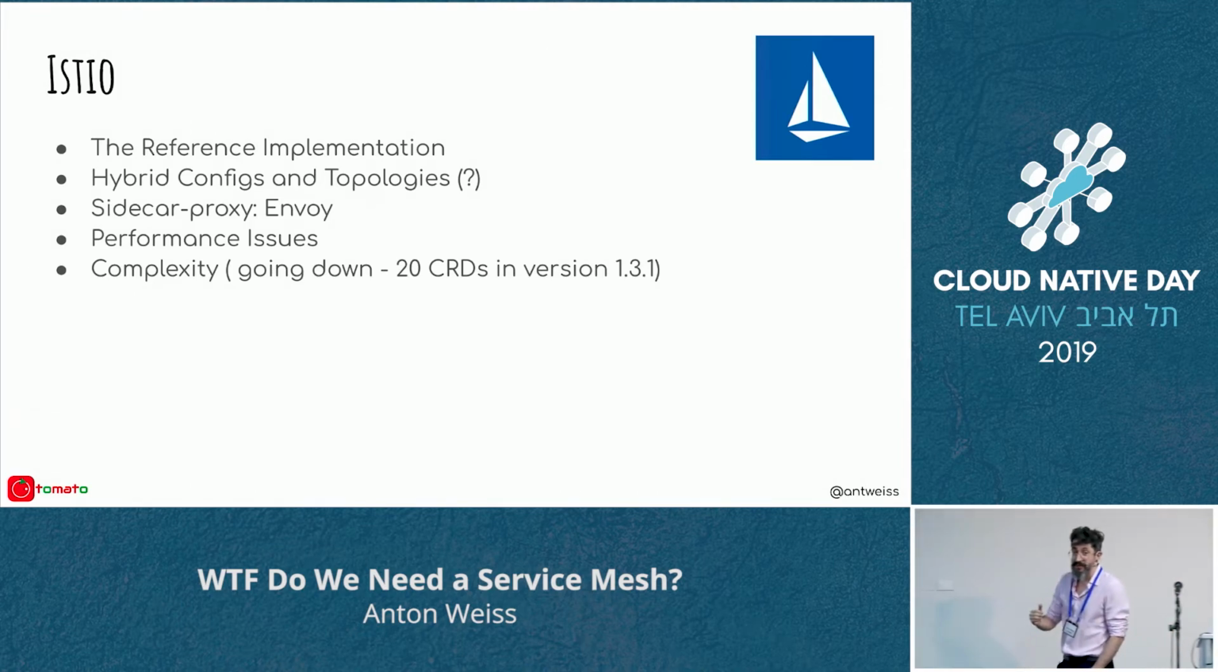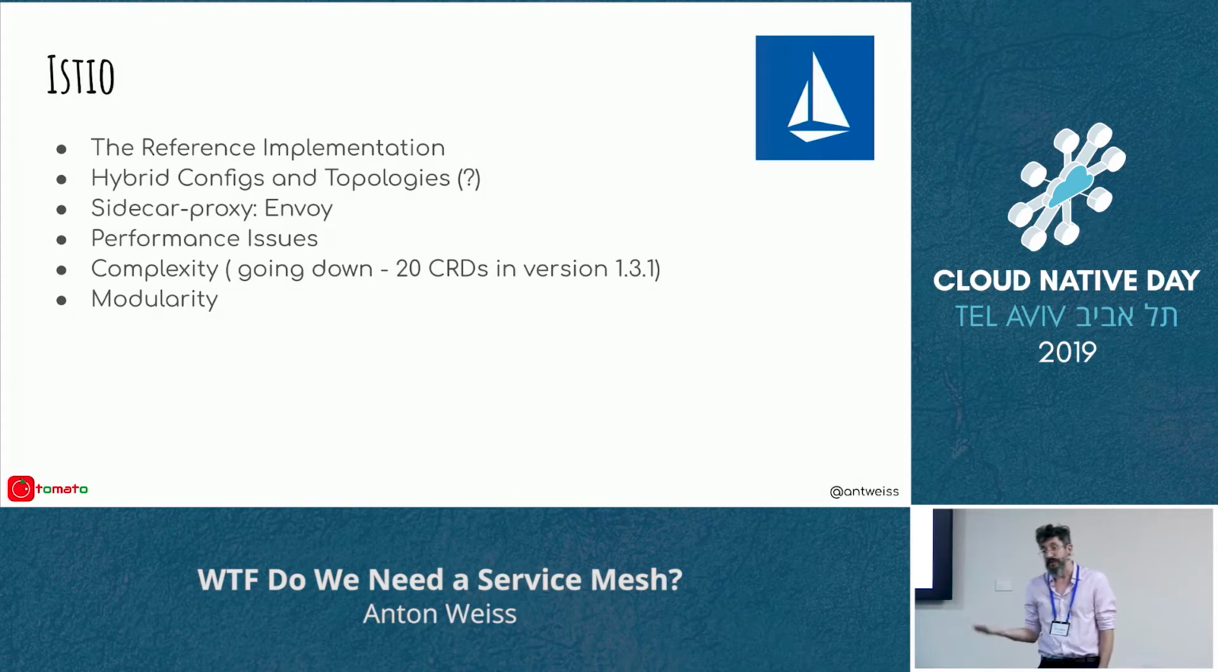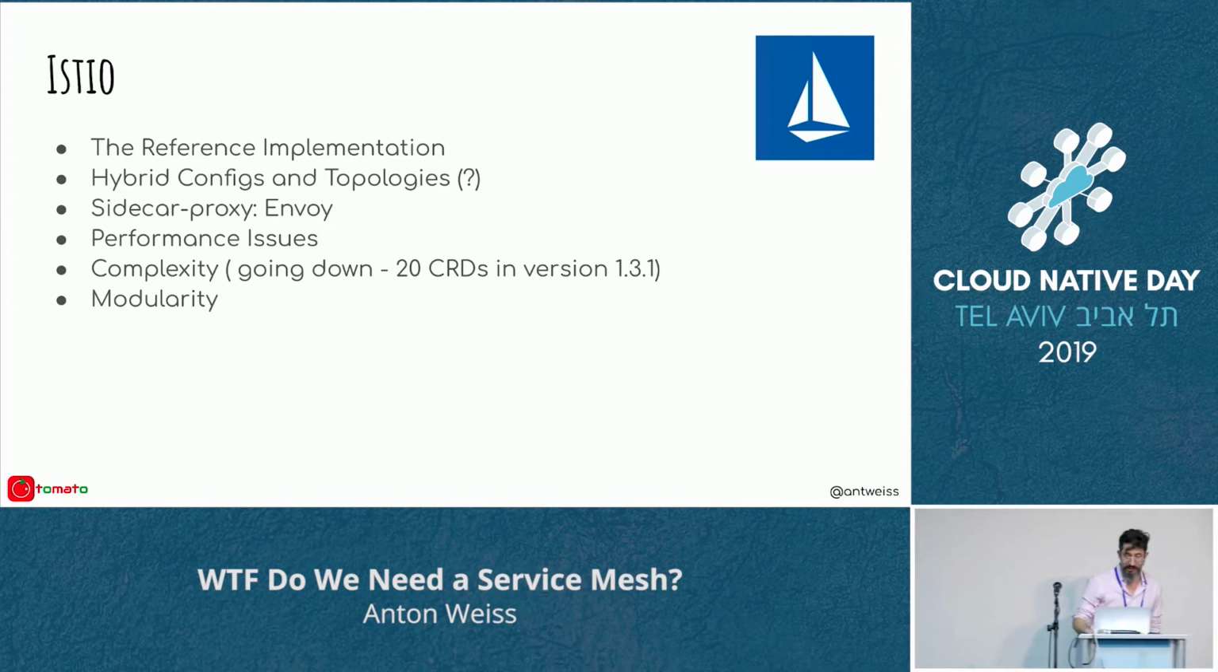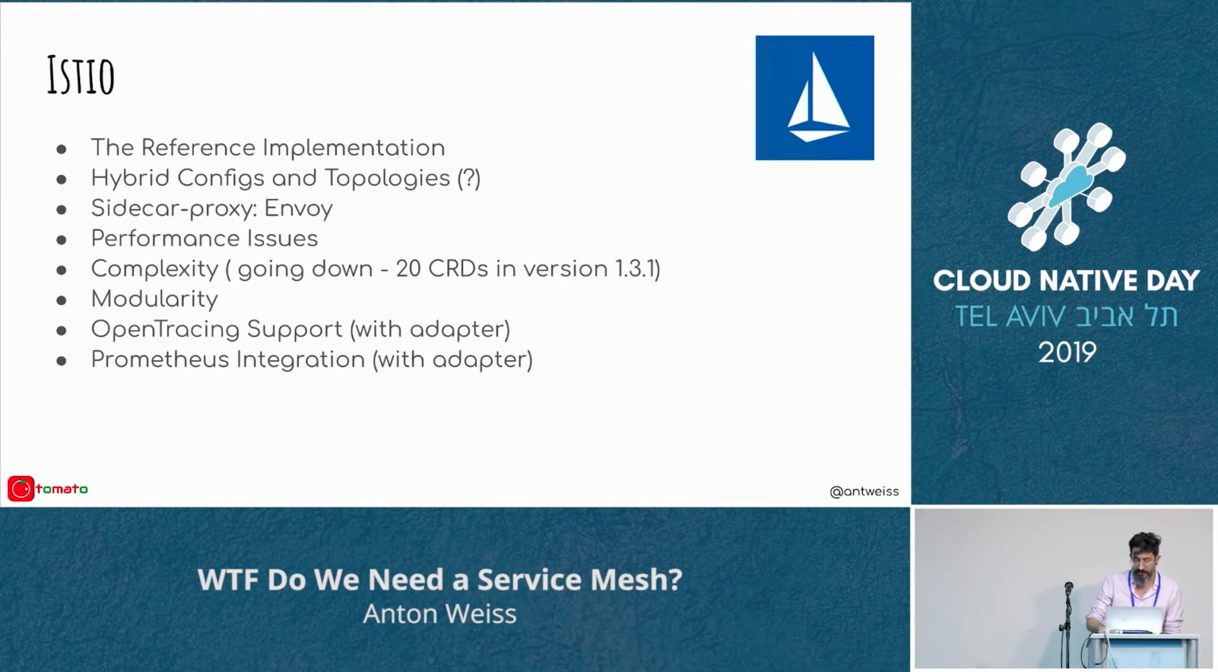Istio is known for its complexity. It used to install more than 50 CRDs into your cluster. In version 1.3, this was reduced to 20 CRDs, so we're now better off. And now part of its complexity comes from its very high modularity, its strength and its weakness. So basically, you could start with Istio not installing all of its components. So you could just try it with reduced functionality and then add the modules that you need afterwards. It has open tracing support and Prometheus support, like most of the other service meshes do.